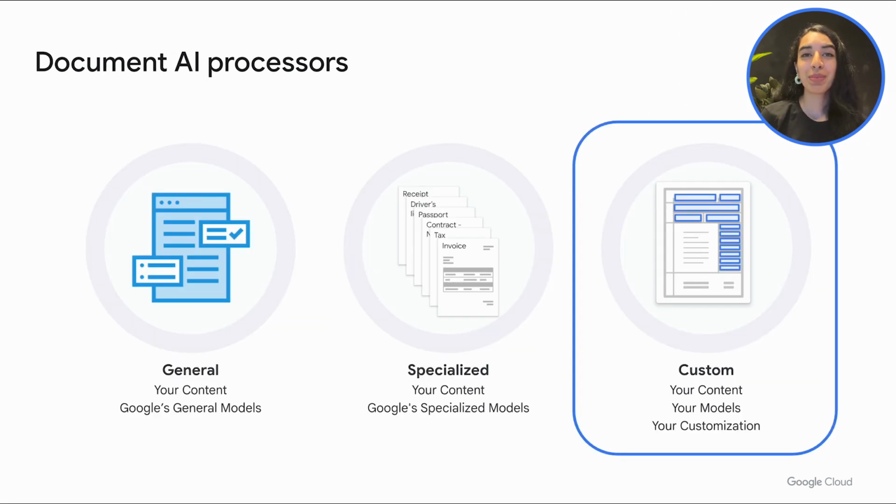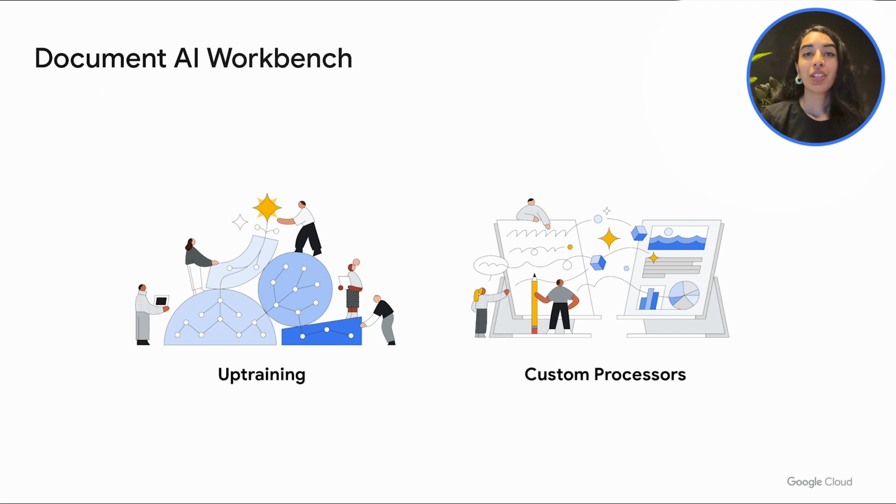Lastly, we have custom user-created processors if you have a unique type of document and want to get the same detailed information from it. This can be achieved with the help of Document AI Workbench. Document AI offers the ability to uptrain existing specialized processors or create new processors completely from scratch in order to get the most accurate information from any document type. These work very similarly to AutoML with Vertex AI, so you don't have to write any TensorFlow or PyTorch code to start training the model.